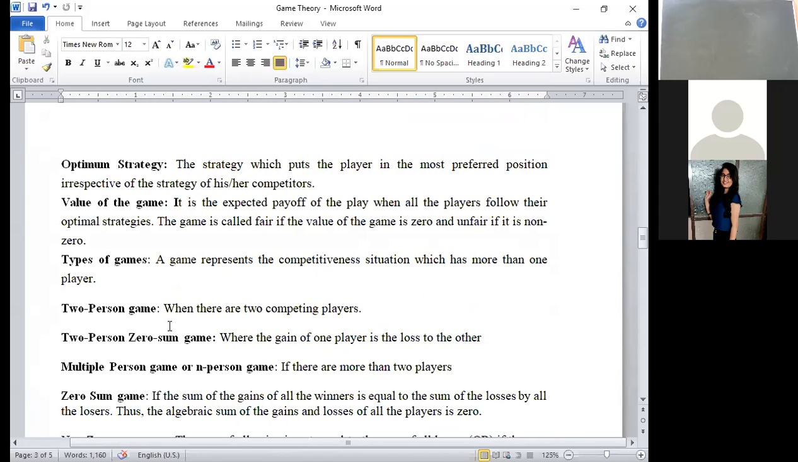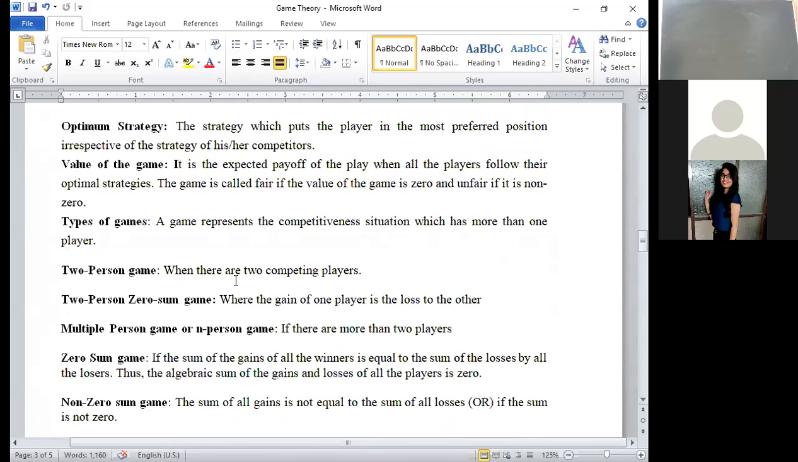Right now, how many types of games are available? We will go through the types of games, students. Types of games: two-person game, two-person zero-sum game. What does it mean? A game with only two players, for example, say player A and player B, is called a two-person zero-sum game. If one player's gain is equal to another player's loss, this is called a zero-sum game.